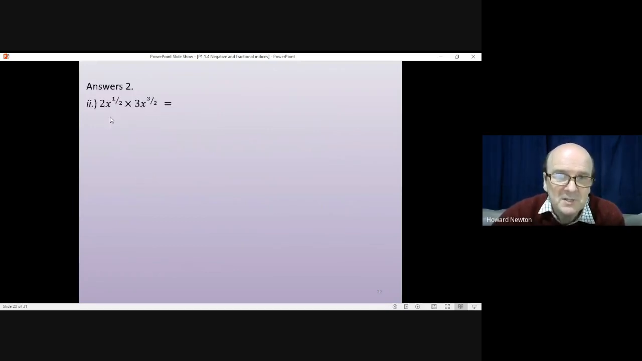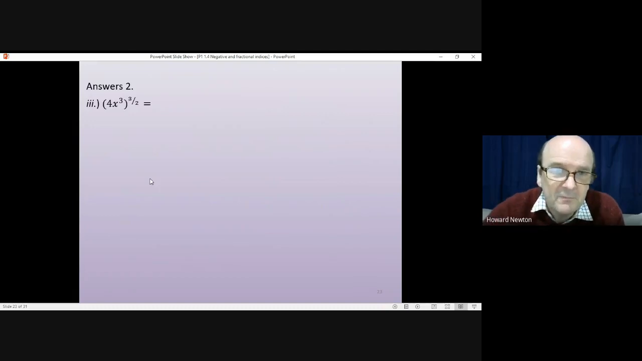Second question, 2x to the half times by 3x to the 3 over 2. The 2 and the 3 you just multiply in the normal way. 2 3s are 6. The powers you add in the normal way. A half plus 3 over 2. That gives you 6x squared when you add the fractions together.